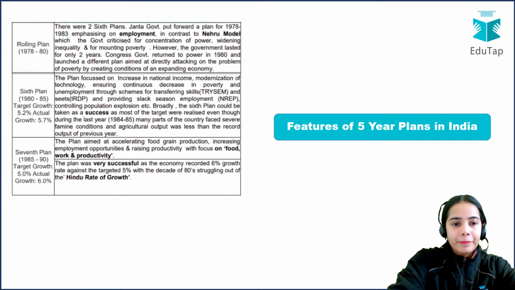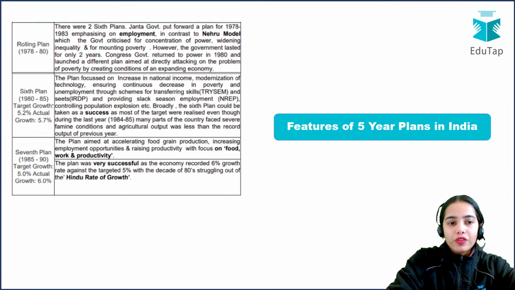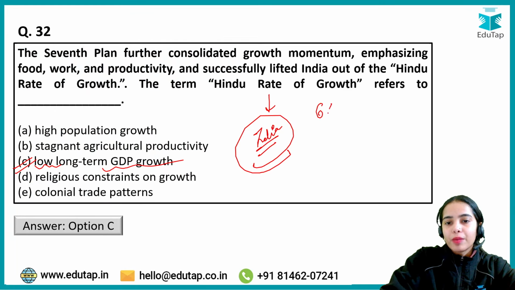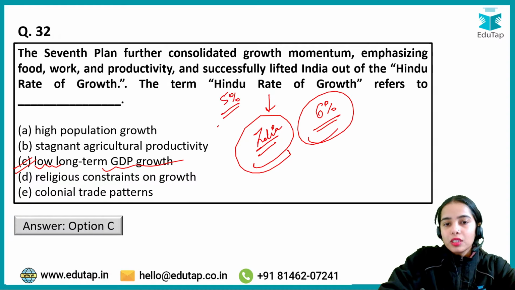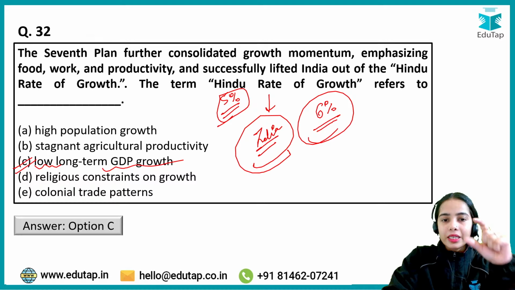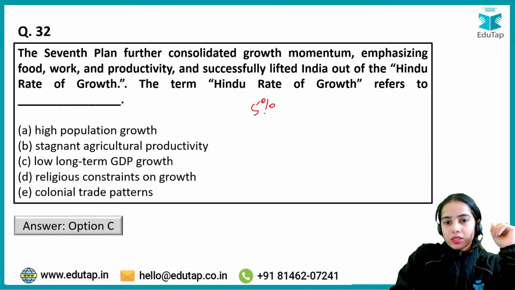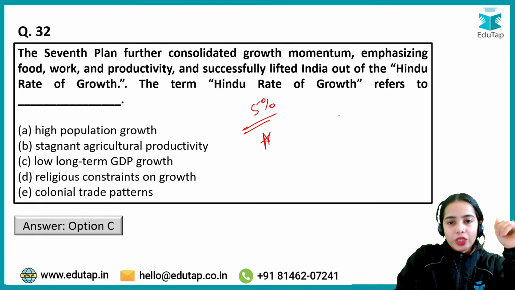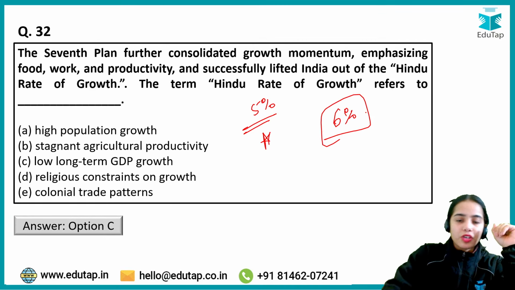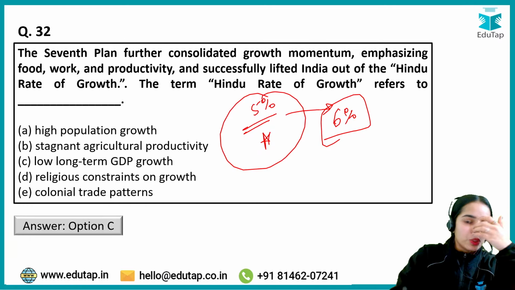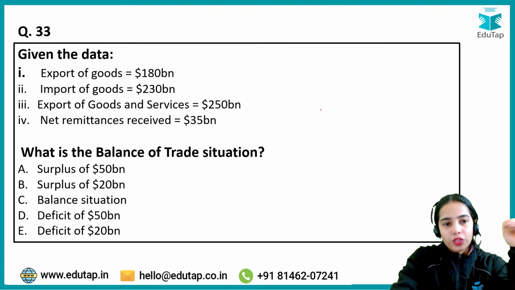We were not able to come out of the 5% growth rate, but in the 7th 5-year plan we achieved a growth rate of 6%. That's why it was said that India broke the Hindu rate of growth. That means we have broken the stagnation, broken the 5% growth rate and come to 6%. So we have come out of the Hindu rate of growth by achieving 6% growth.